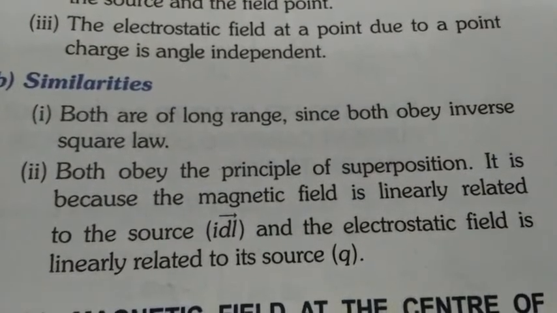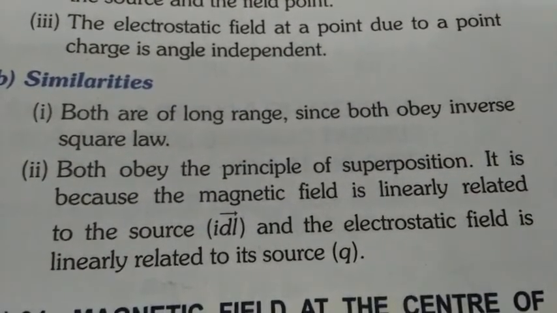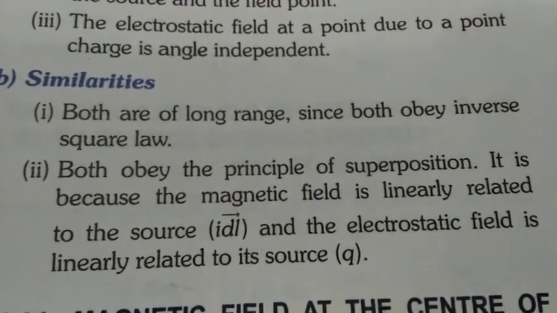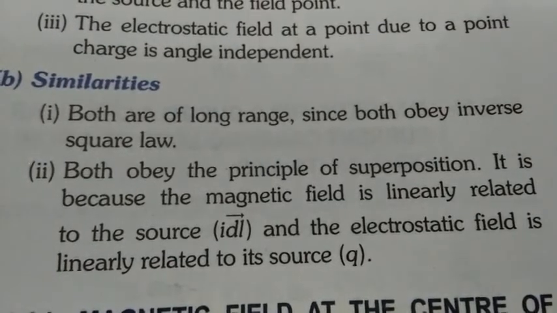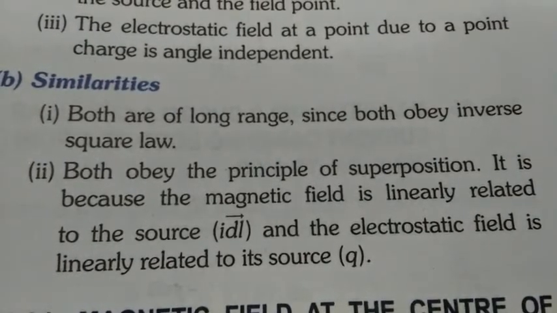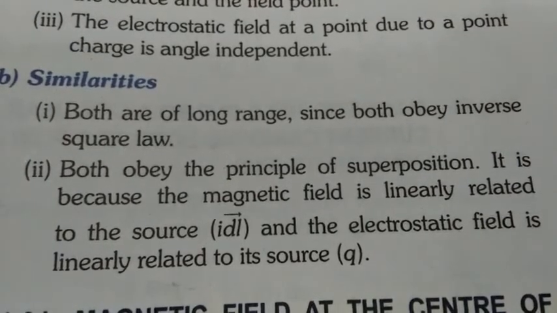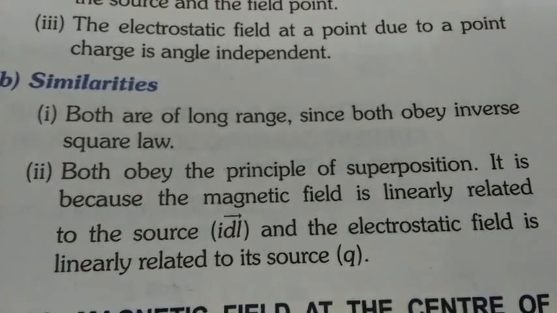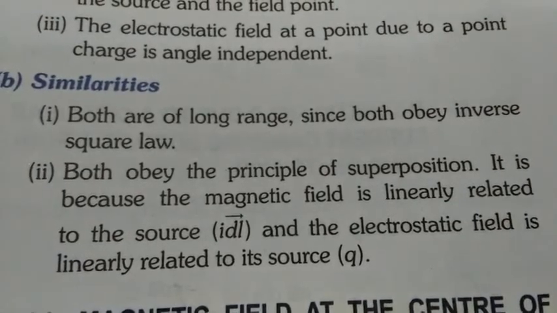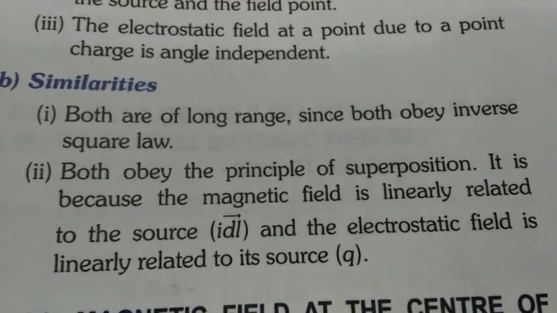The second similarity is that both obey the principle of superposition. It is because the magnetic field is linearly related to its source and the electrostatic field is linearly related to its source. So both of them are linearly related to their source charges or source vector. That's why they both obey the principle of superposition.